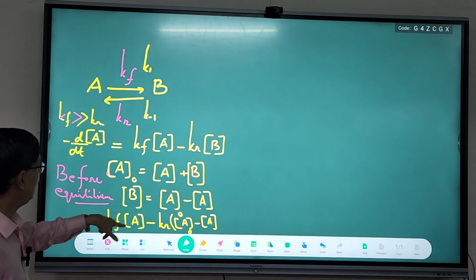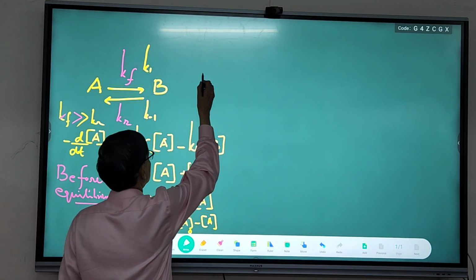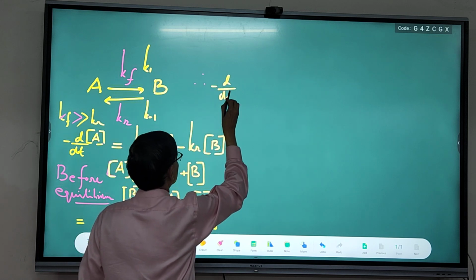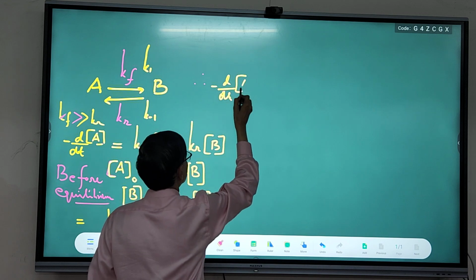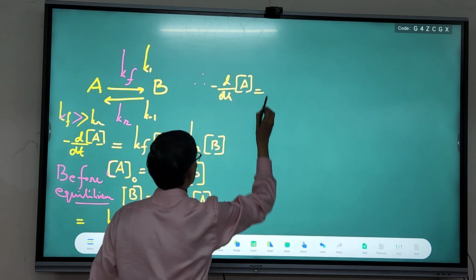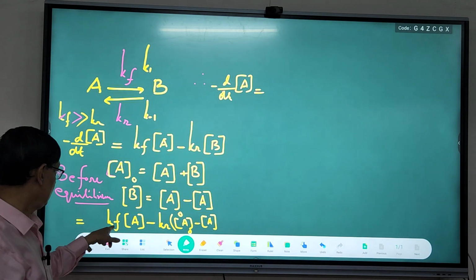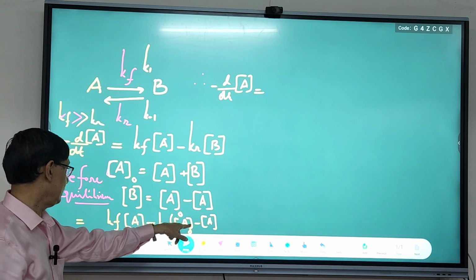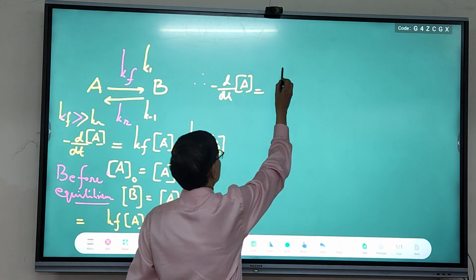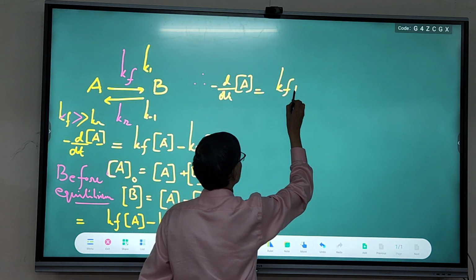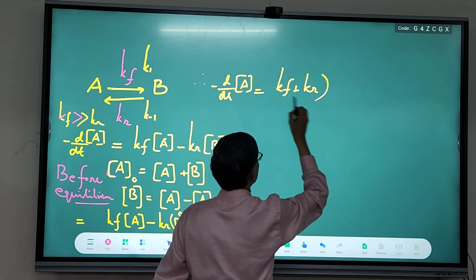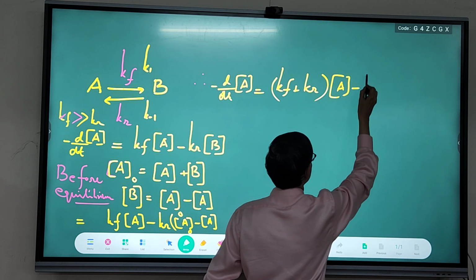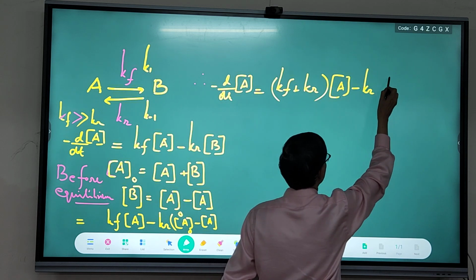So if I write like that, I can write here minus d by dt of A is equal to, now very simple, kf A. So if I do it like that, it will be plus, so I can write (kf plus kr) A minus kr A0.